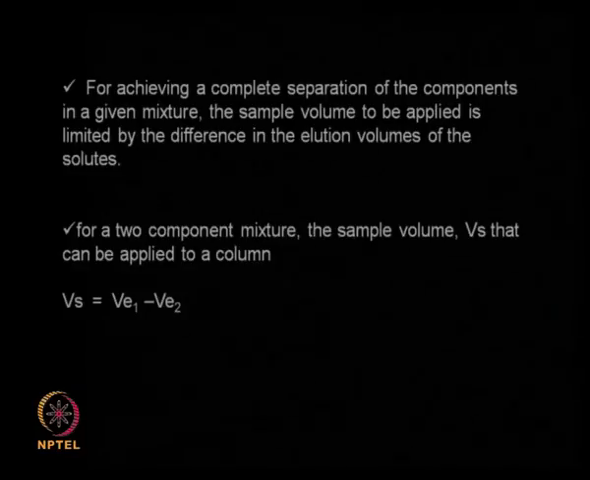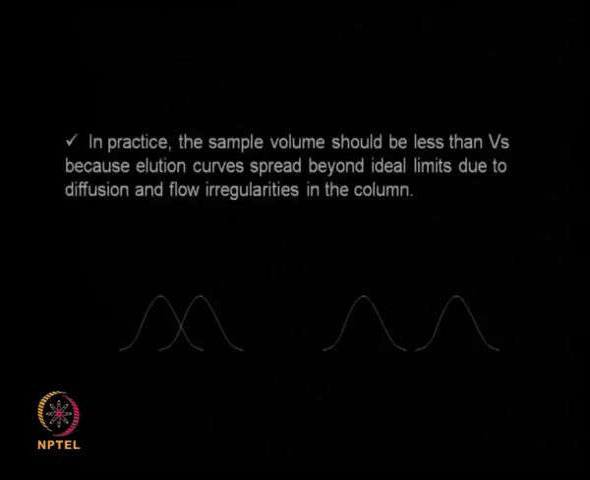If the elution volume for solute 1 and the elution volume for solute 2 are almost equal, then your Vs will become very small. What does that mean? That means we are not able to achieve a good separation. Vs becomes very small. If the elution volumes for component 1 and component 2 are vastly different, then this difference also increases, so Vs also becomes very large.